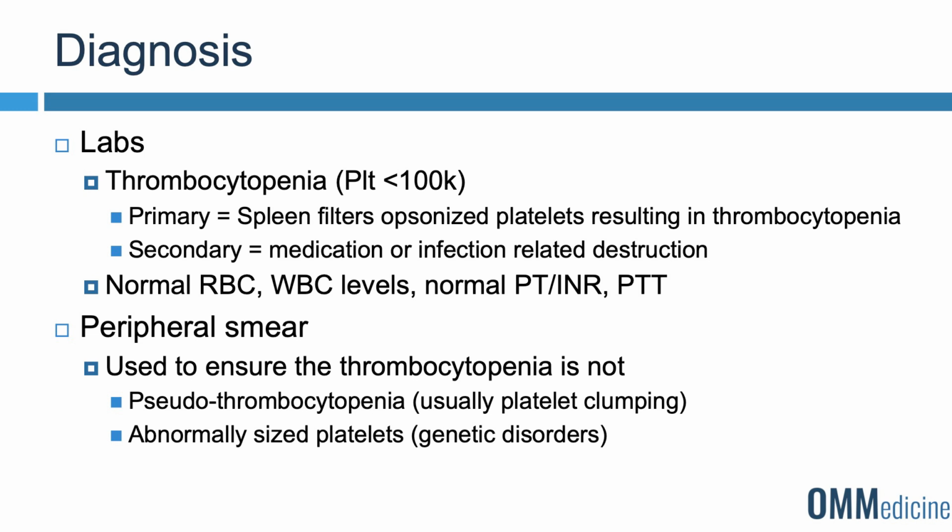Now, a peripheral blood smear will also typically be performed in the diagnosis of ITP to make sure that the thrombocytopenia is a true thrombocytopenia and not due to pseudothrombocytopenia, which is caused by clumping of platelets, which results in a lower number on labs. However, you will see large clumps of platelets on the smear, which would indicate that the platelet count is typically normal. They just tend to clump together. And on peripheral smear, we will also look for abnormally sized platelets, whether they're very large, and this would indicate some genetic disorders, which we cover in some of our other modules.